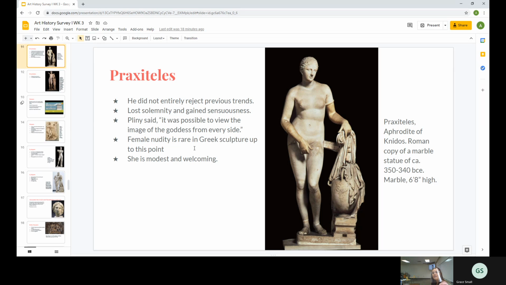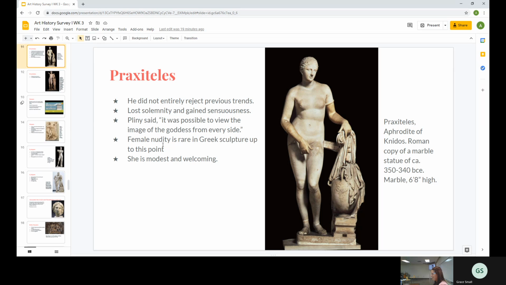Praxiteles and some of these other artists from the high classical area, I say high classical, it's late classical. I like it though, so I'm going to say it. Late classical era also introduced the concept of nudity for females. However, it is only used for goddesses.